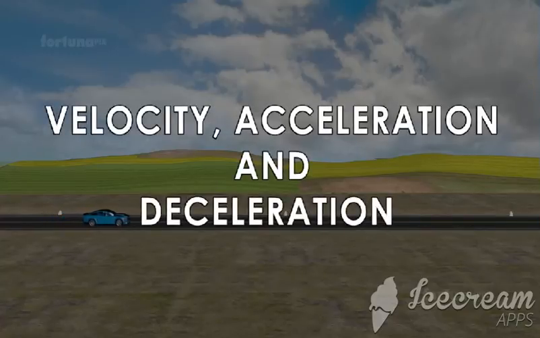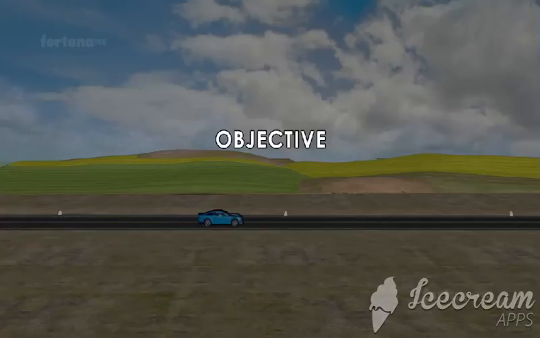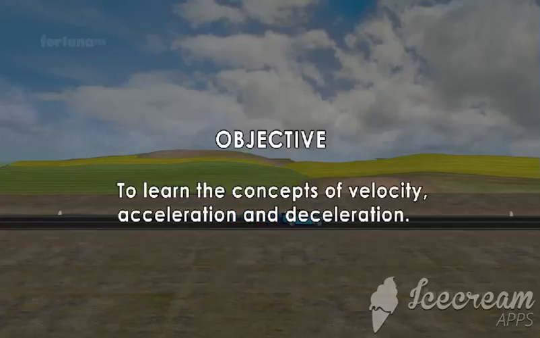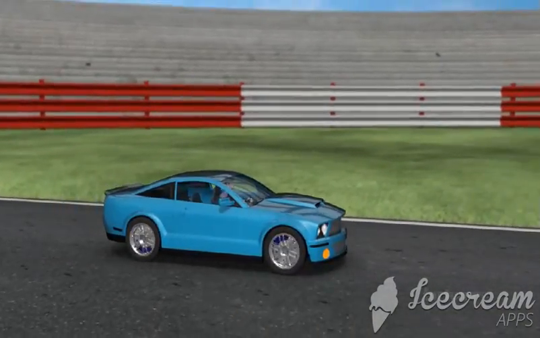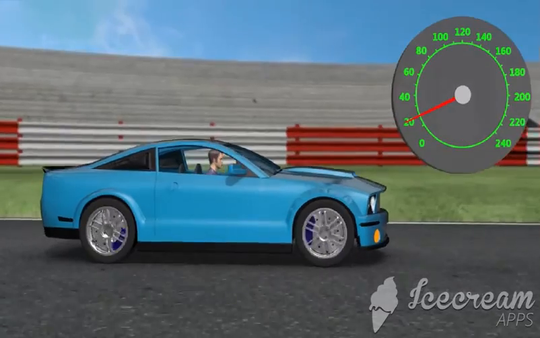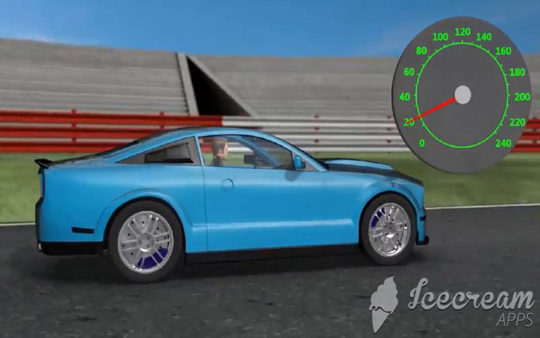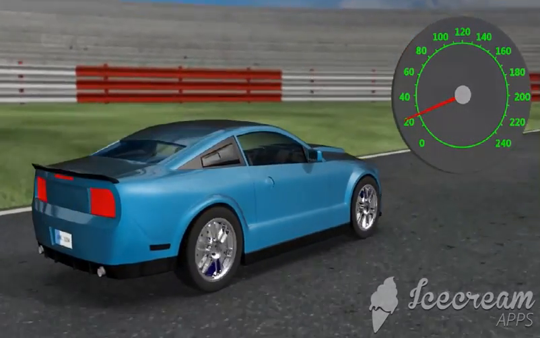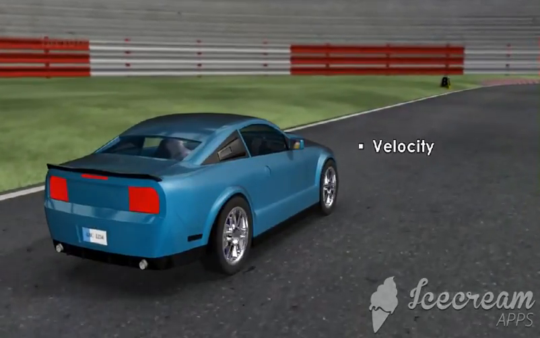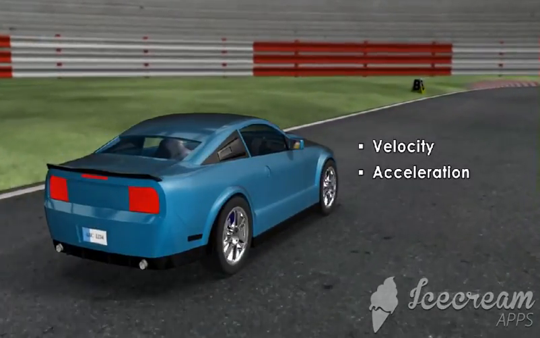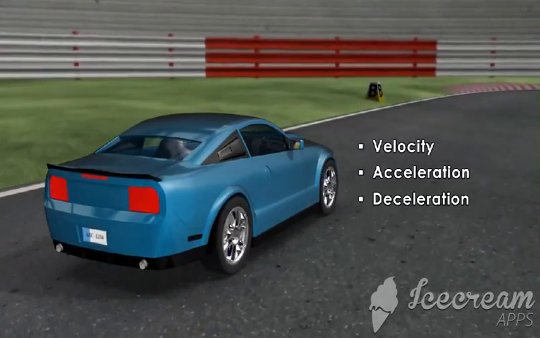Velocity, acceleration, and deceleration. Objective: to learn the concepts of velocity, acceleration, and deceleration. In another session, we look at the concept of speed. In this session, we will learn about the concepts associated to speed, velocity, acceleration, and deceleration.